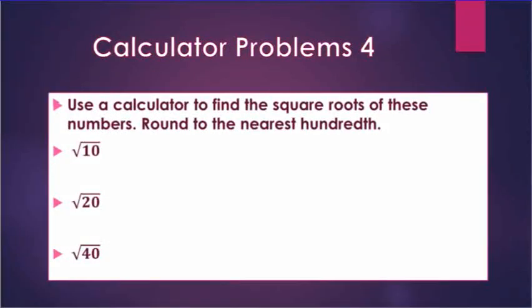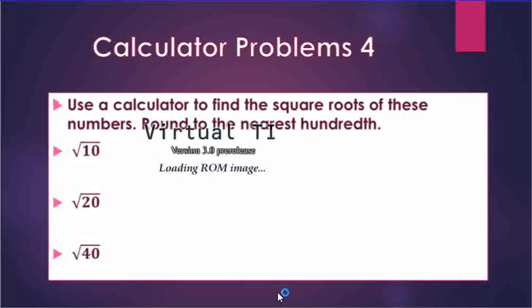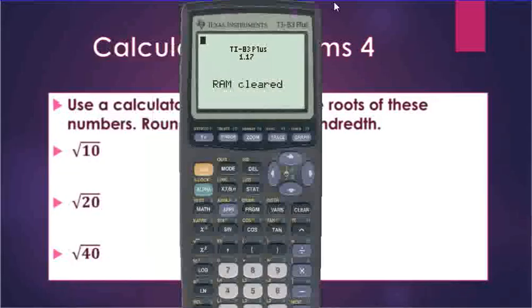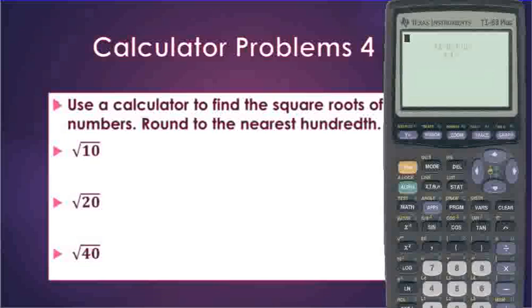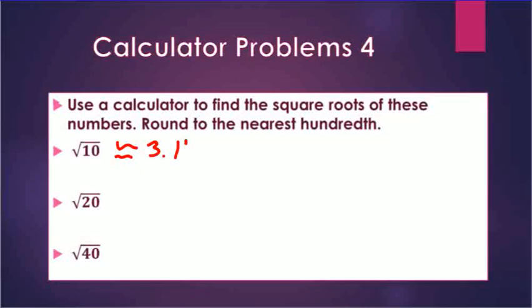And the last one, here's calculator problems. Use a calculator to find the square roots of these numbers. Round to the nearest hundredth. I'm going to share my calculator with you so you can see how you can do this. I'd hit the second button, the square root, type in 10, hit enter, and I get 3.16. To the nearest hundredth, so 2 decimal places, that would be about 3.16.